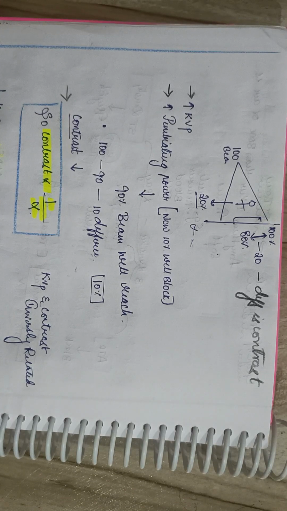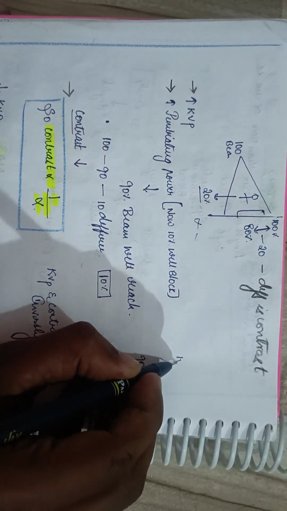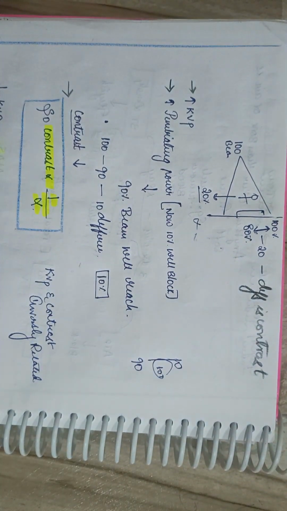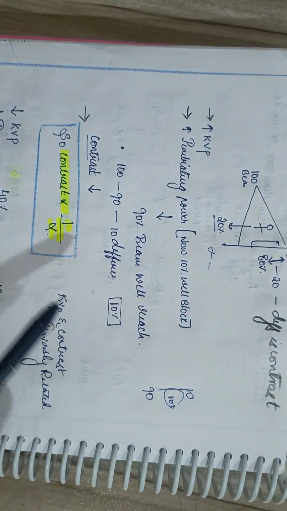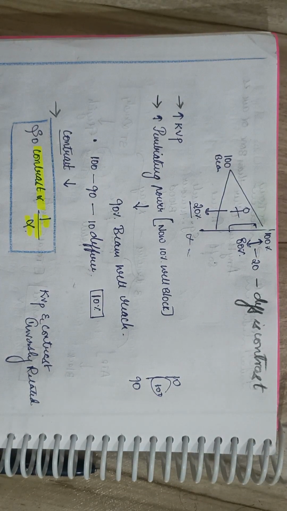Ultimately you need to understand, now the difference is 90%, right? Now the difference is 10%. So the contrast, before it was 20%, now the contrast is 10%. The contrast is decreased, which means when there is an increase in the kVp, the kilovolt peak, there is a decrease in the contrast. So ultimately, can I tell the contrast is inversely proportional to the kVp?